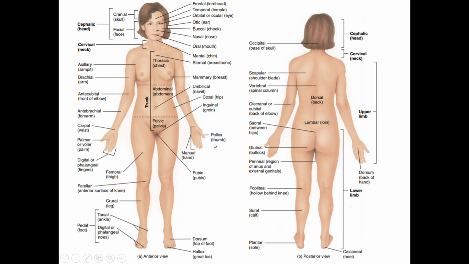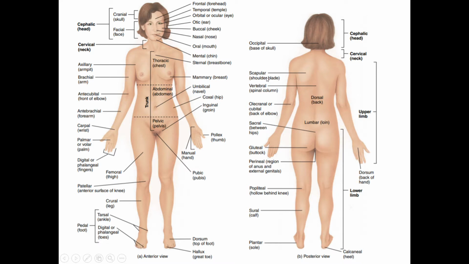Then next, we have the regional names. The human body is divided into several major regions that can be identified externally. The principal regions are the head, the neck, the trunk, the upper limbs, and the lower limbs.